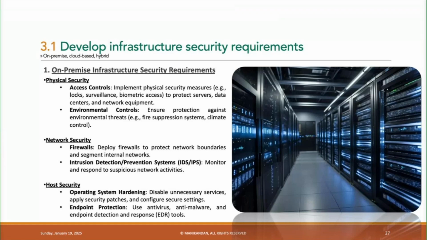In terms of network security, deploy firewalls to protect the network boundaries and segment the internal networks. Have IDS and IPS to monitor and respond to suspicious network activities. From the host security perspective, implement operating system hardening by disabling unnecessary services, applying security patches, and configuring the security settings. For endpoint protection, use antivirus, anti-malware, and endpoint detection and response tools.